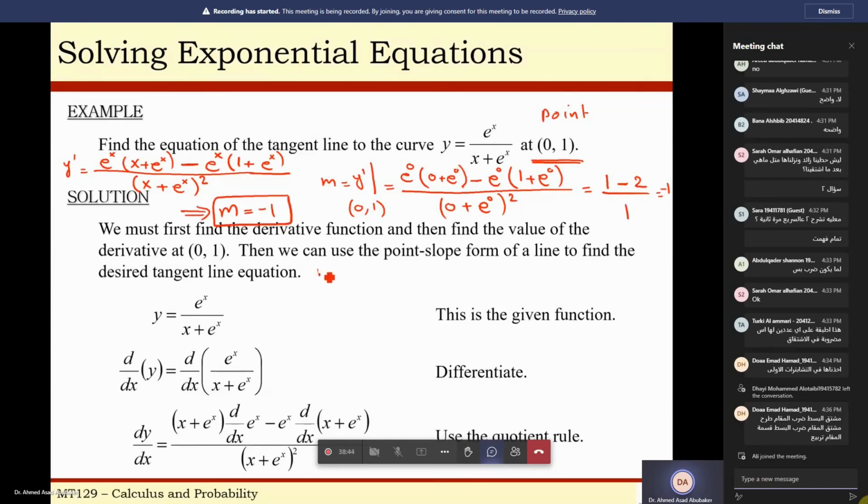Now we have a slope negative 1 and we have x1 and y1, 0 and 1. So we can write the equation of the tangent line directly. Y minus 1 equal the slope times x minus x1, 0. So we have y equal negative x plus 1. This is the tangent line. So the main steps, or important steps, in the derivative.